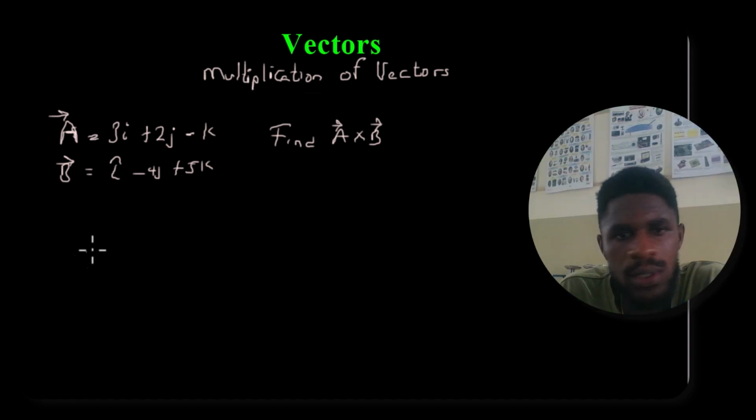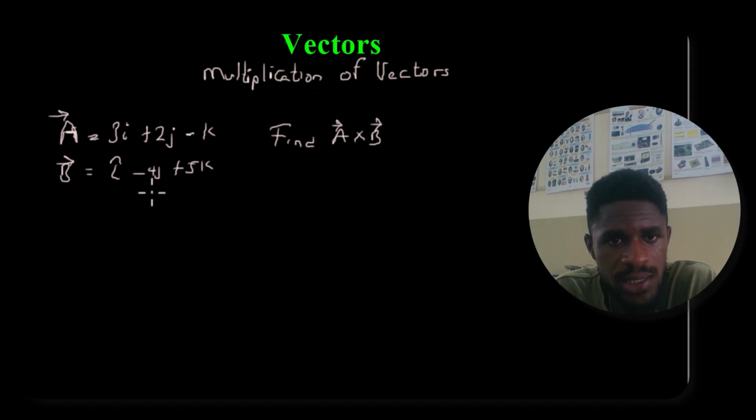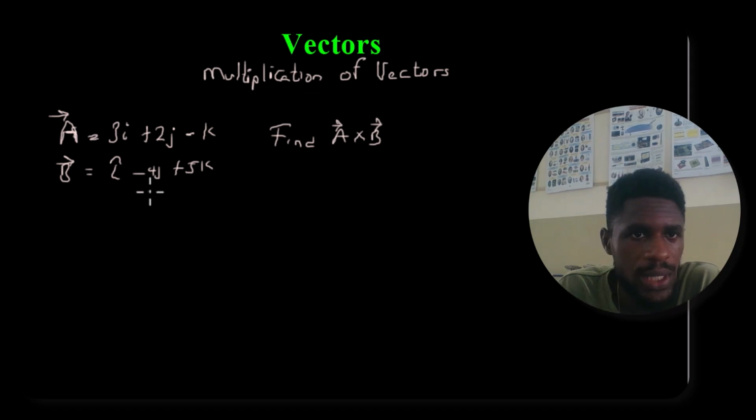All right, so in order for us to find A cross B in this given question, we're told that vector A is given as 3i plus 2j minus k, and vector B is given as i minus 4j plus 5k. So we have to find A cross B.